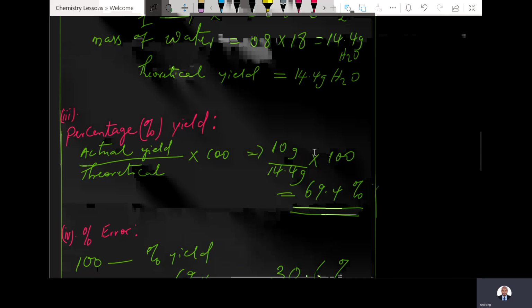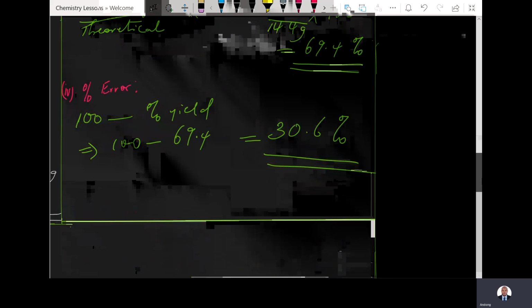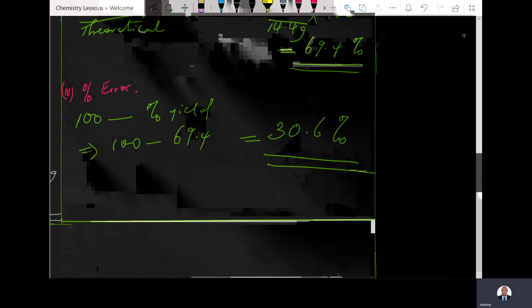So the actual yield that was given was 10 divided by our calculated yield, which is 14.4 grams, times 100, we will have 69.4% percentage yield. That is how you can get your percentage yield. Then percentage error can only be got by deducting from 100. So 100 minus the percentage yield will give us our percentage error. So 100 minus 69.4, we will have 30.6%. This is the percentage error.